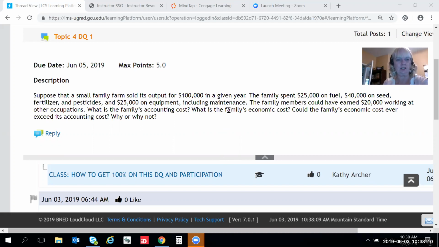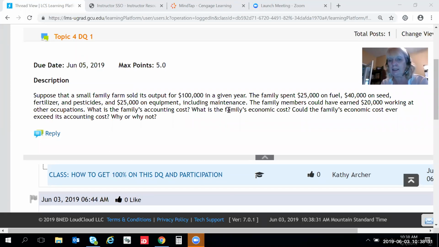So here's what DQ says. Suppose that a small family farm sold its output for $100,000. The family spent $25,000 on fuel, $40,000 on seed and fertilizer and pesticides, $20,000 on equipment, including maintenance. The family members could have earned $20,000 working at other occupations.